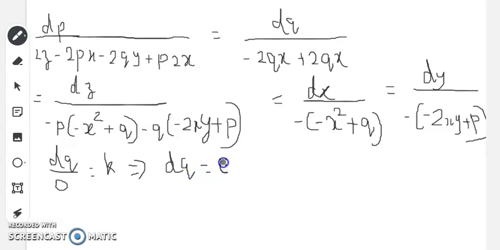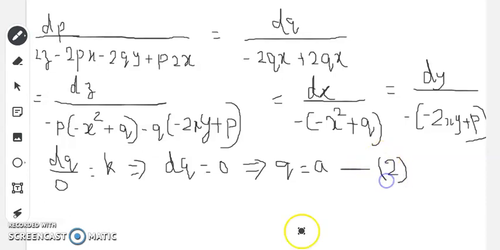So our next aim is to obtain a relation which involves at least p or q. On integrating this, we get q is equal to a. So let us take this as equation number 2.